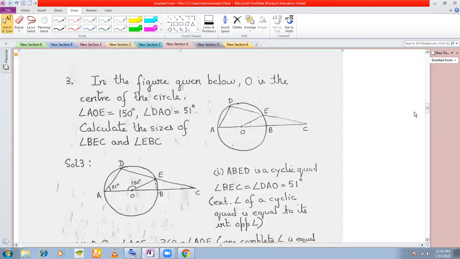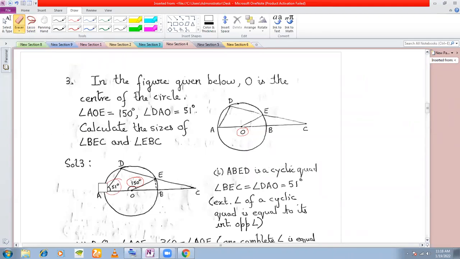Okay, look at this question. In the figure given below, O is the center of the circle. So O here, this is the center given. Angle AOE is 150 degrees. I have marked it here in the figure. Angle DAO is given to be 51 degrees. This also I have marked in the figure, 51 degrees. You need to calculate angle BEC and angle EBC. So let's see which angle we have to find out first.